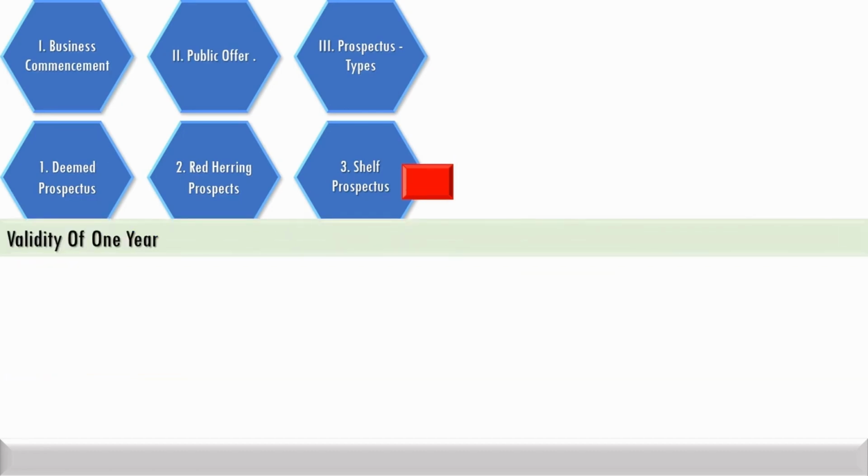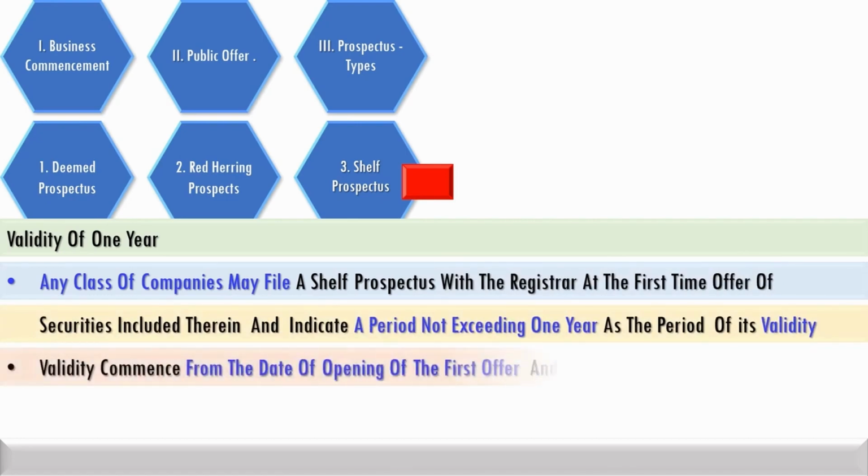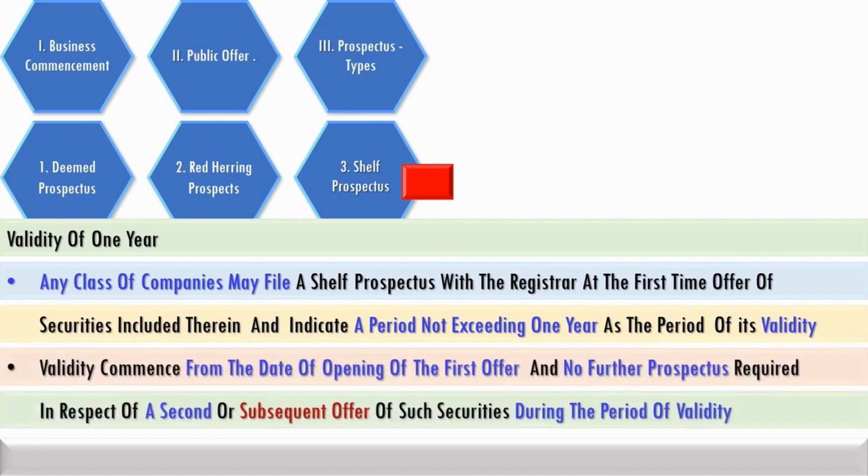Shelf prospectus has a validity of 1 year. The 1 year starts from the opening of the first offer, and in respect of the second offer or subsequent offers during the period of validity, no further prospectus is required to be issued.